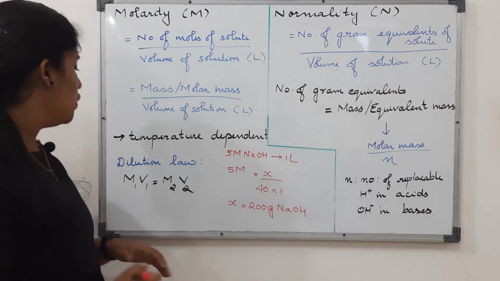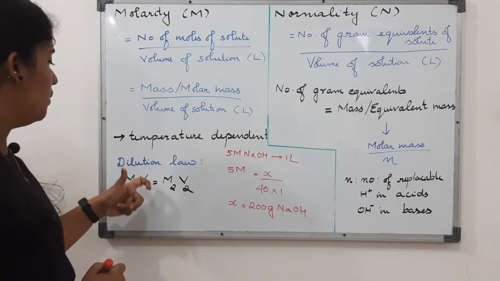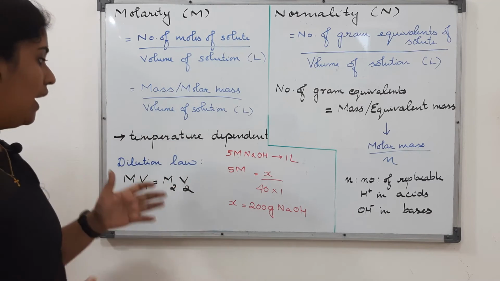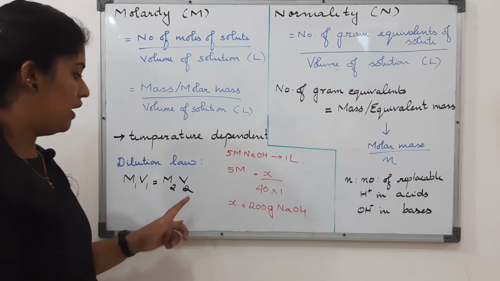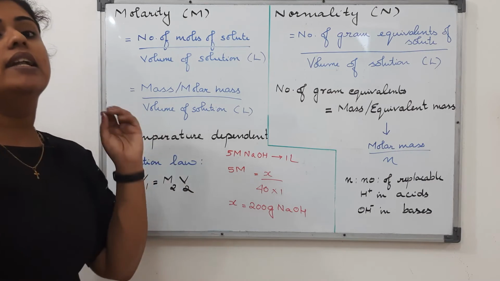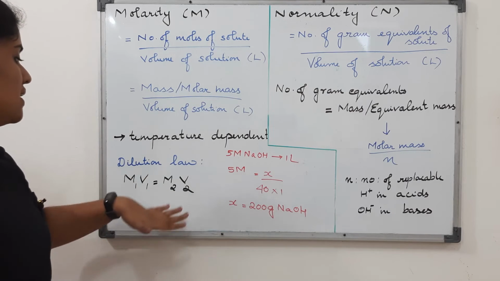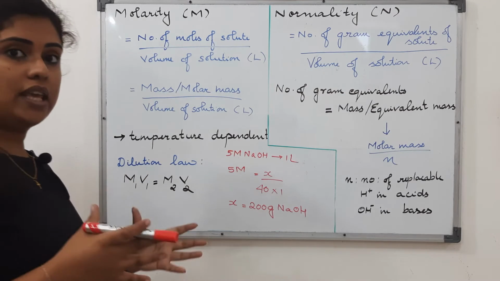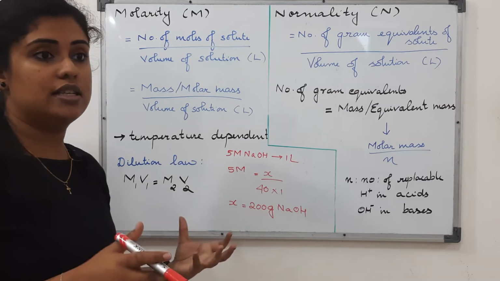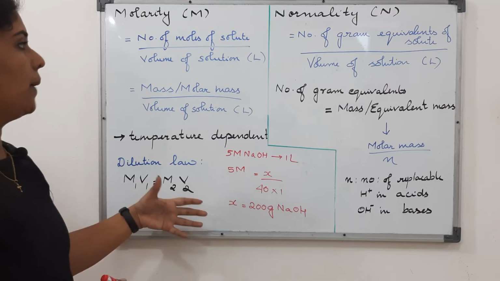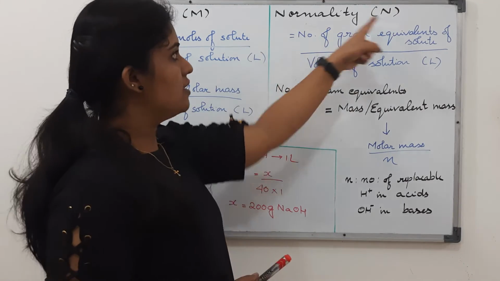So, accordingly you can find out how much volume of this 5 molar initial solution is to be pipetted out, and that has to be made up to 100 ml for forming the next 2 molar NaOH solution in 100 ml. Okay. So this dilution law is helpful in making up solutions, in diluting or concentrating an existing solution of known concentration. Okay. And the next term is normality.